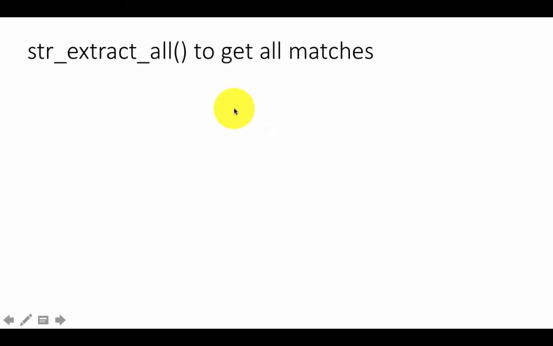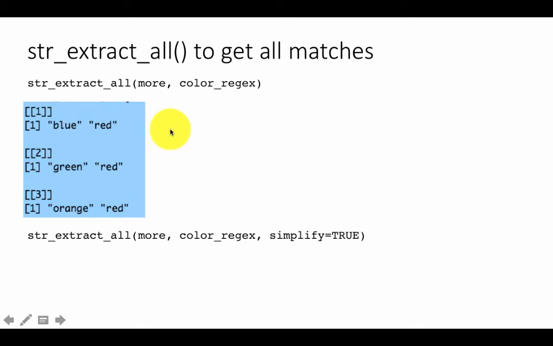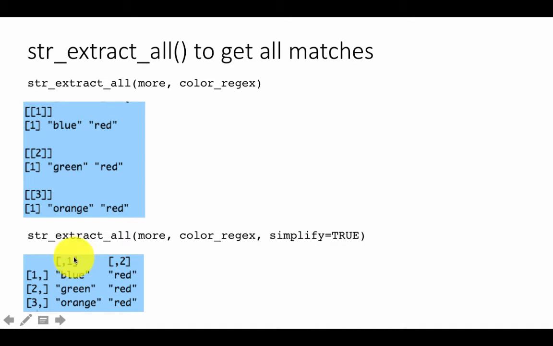So str_extract more.color_match is again showing us only one match. In order to see all the matches, we can use str_extract_all. For example, suppose we do str_extract_all on more, which is all the sentences that have more than one color mentioned, with color_regex, right? Then you see here that it returns a list. The first sentence has both blue and red, second one has green and red, and the third one has orange and red. So str_extract_all can get all the matches. We get it back as a list, which is usually somewhat inconvenient, but you can ask it to give the result like a matrix. When you say simplify equals true, the result comes out like a two-dimensional matrix. So for every row, or for every sentence, the individual matches come out as columns of a matrix.